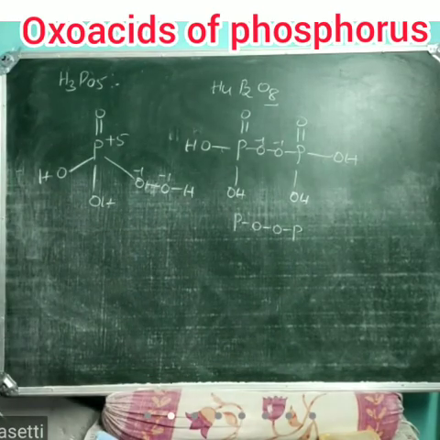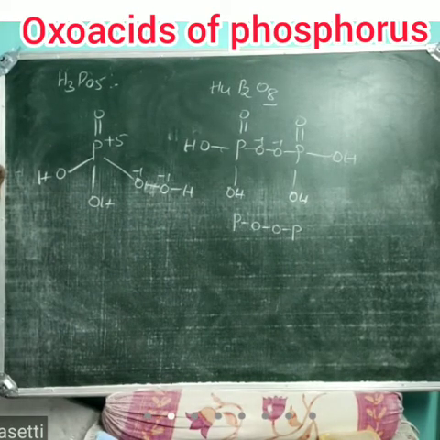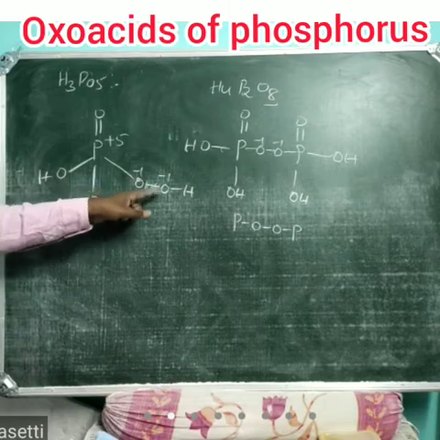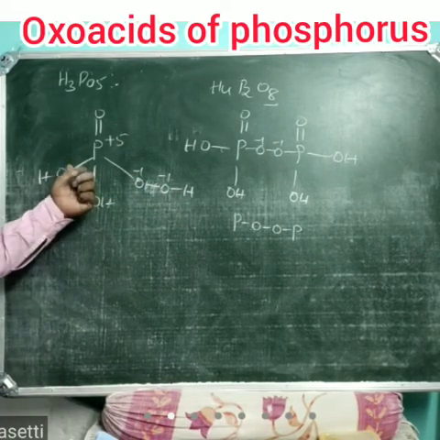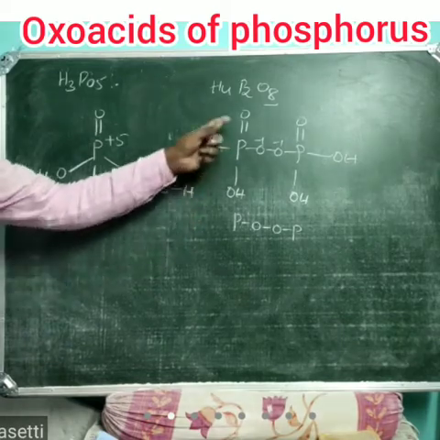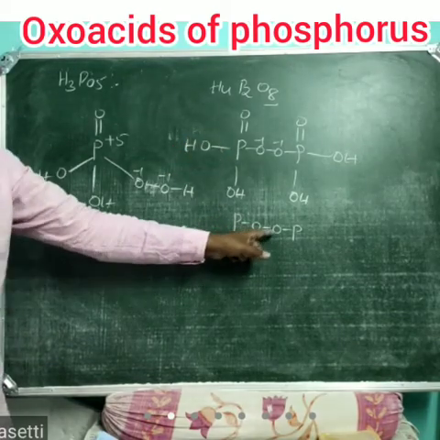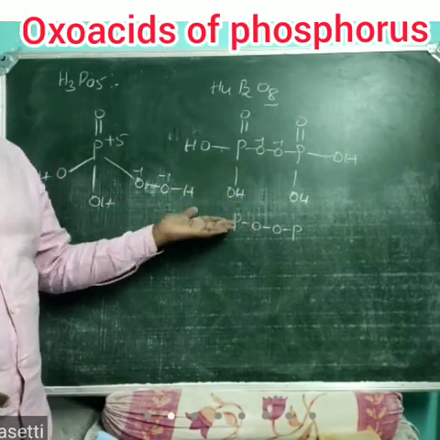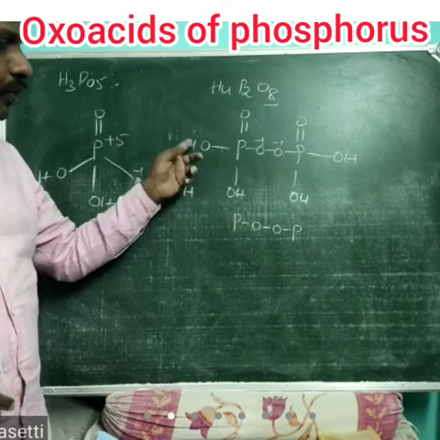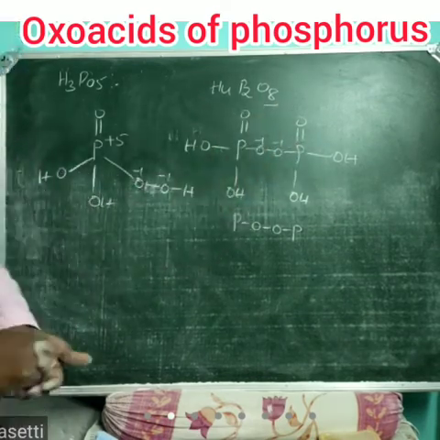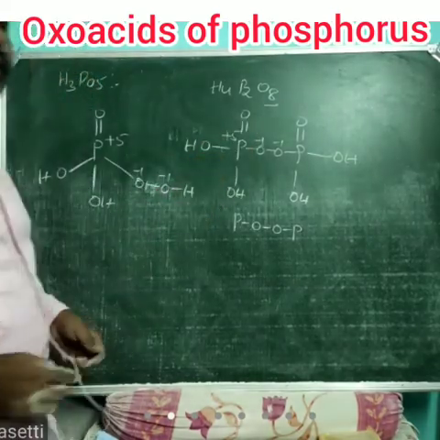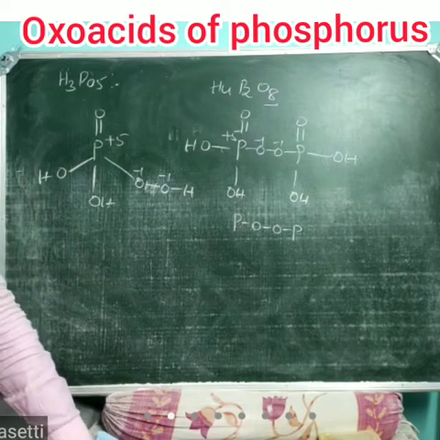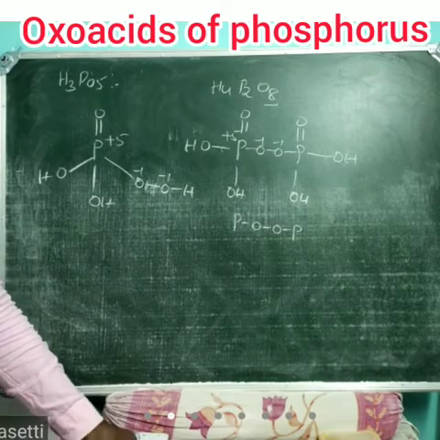In peroxy diphosphoric acid, it contains a POOP bond. Peroxy monophosphoric acid contains POOH. Peroxy diphosphoric acid contains P double bond O. Now, say whether it is a good reducing agent. No PH bond. Now, how many POH bonds? 1, 2, 3, 4. What is the oxidation state? Here also +5.